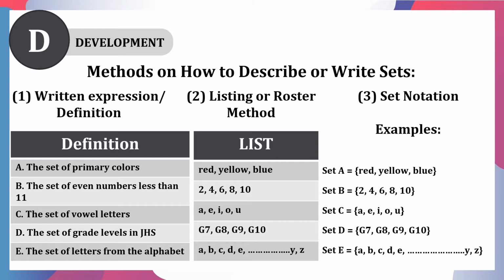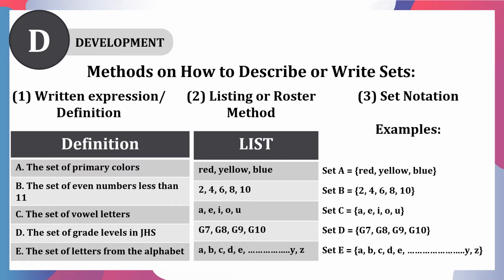Example B. The set of even numbers less than 11 by definition. 2, 4, 6, 8, and 10 separated by comma is by listing. For set notation, we have set B is equal to open brace 2, 4, 6, 8, and 10 close brace.